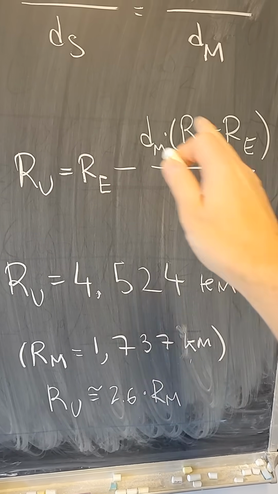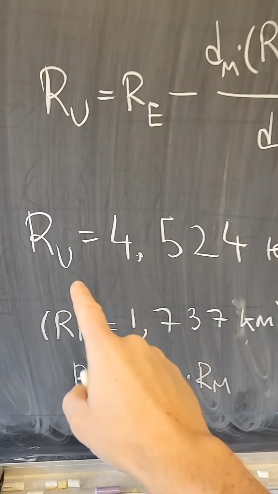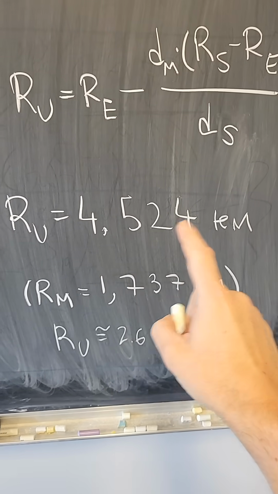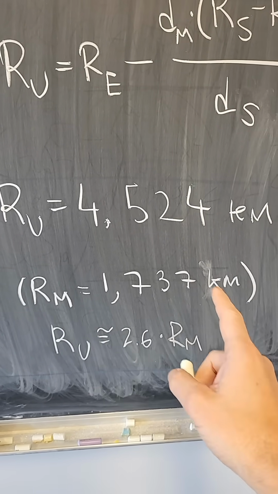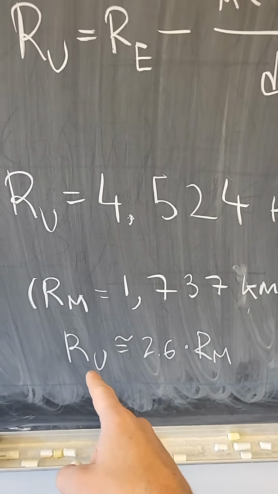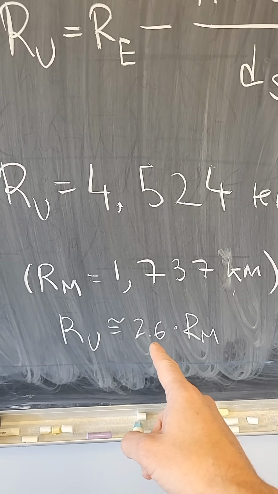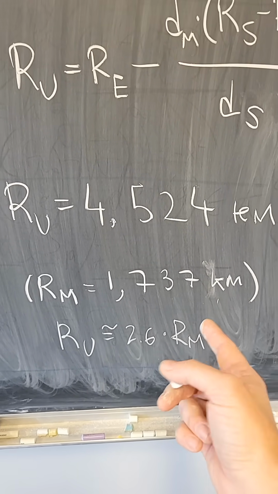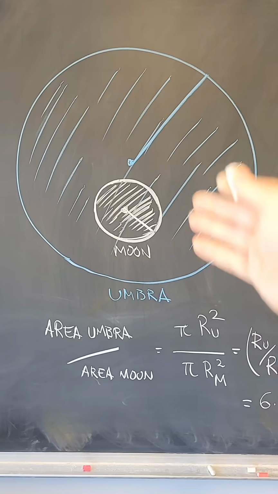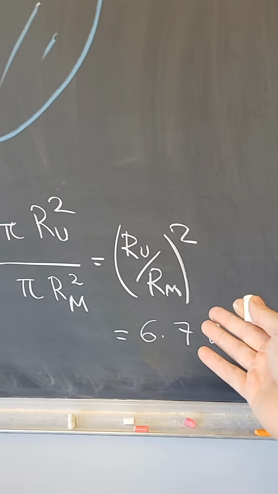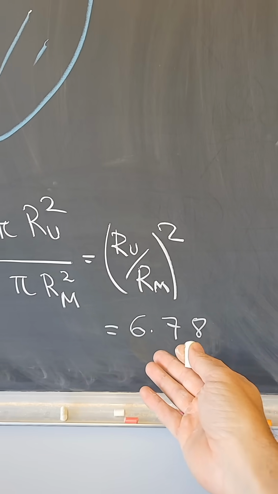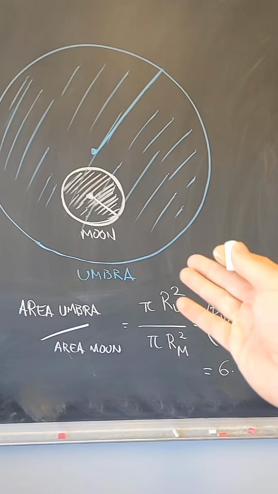And if I plug in all these quantities into my formula, I get that the radius of the umbra will be about 4,500 kilometers. The radius of the moon is about 1,700 kilometers. And that means that the radius of the umbra will be about 2.6 times the radius of the moon. And finally, to compare the areas of the umbra and the moon, we can use our formulas of the areas to see that the umbra will be about 6.7 times larger than the moon.